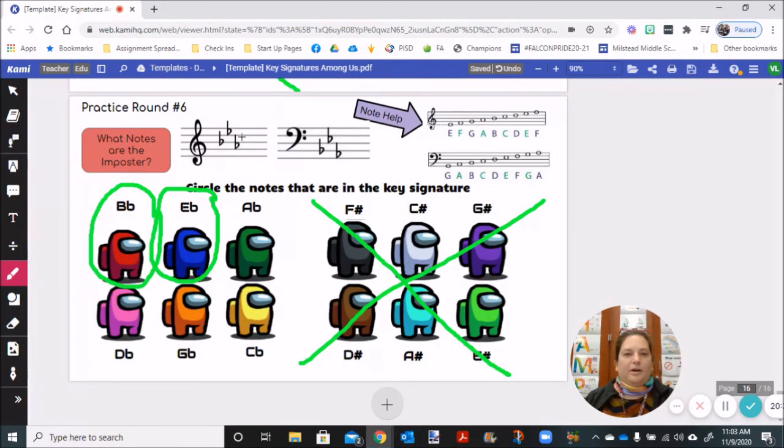And our last imposter, second space, treble clef, first space, bass clef. What letter name lives there? A. A flat is our last imposter. 3 flats in the key signature, 3 imposters, B flat, E flat, and A flat. That is the last of our practice rounds.